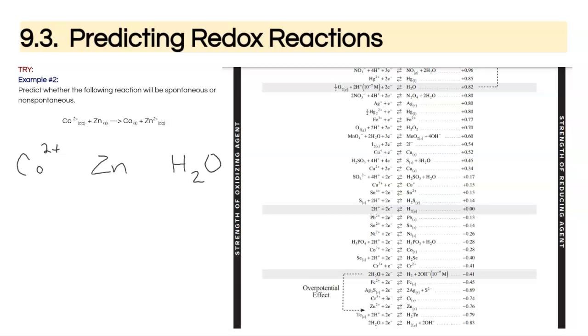Again, I don't want to list my solid cobalt or my zinc ions because those are produced. They're not in the reaction mixture. Okay, so now that we've done that, what I want you to do is to locate each of these species on the chart and identify them as oxidizing agents or reducing agents. So pause the video, give that a try, and then come back and we'll take it up together.